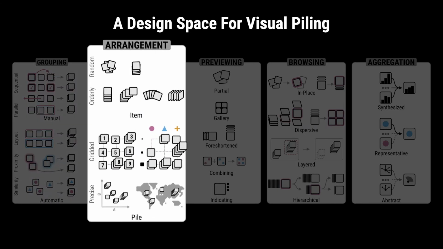For arrangements, we consider the relative positioning of items on a pile and the absolute positioning of piles to each other, which can be used to encode additional information. For instance, the randomness of item arrangements can inform the user of their pile interaction frequency.